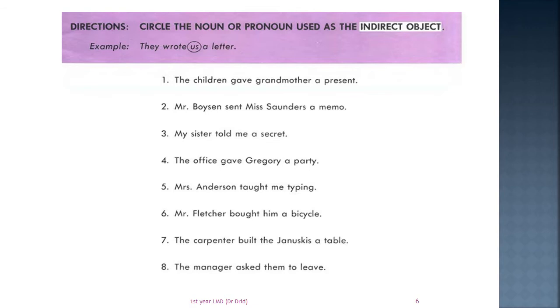Exercise. Circle the noun or pronoun used as the indirect object. Look at the example. They wrote us a letter. They wrote what? A letter. Direct object. For whom or to whom? To us. Us is the indirect object. You do the same in the following sentences.